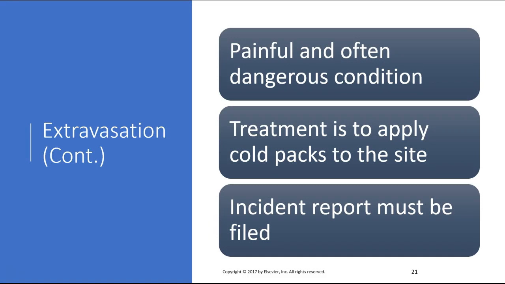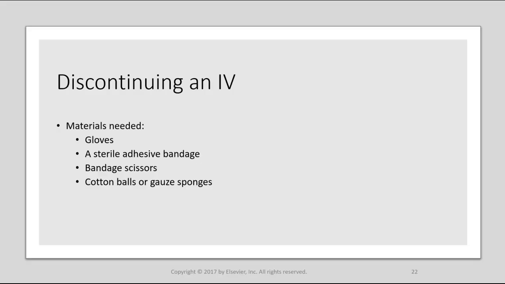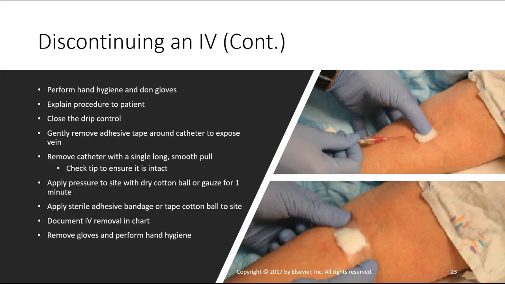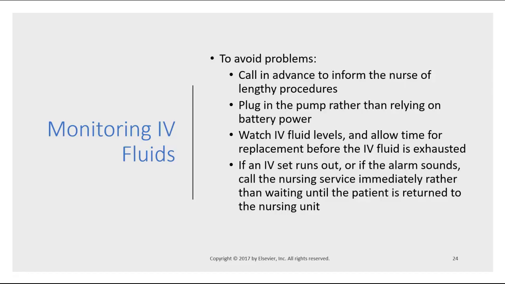An incident report must be filed on all extravasation cases. To discontinue an IV, of course, you're going to use gloves, a sterile adhesive bandage, and cotton balls or gauze. When you pull the needle, it's actually a needleless system. This is an angiocath, a soft catheter. It's just plastic, and we'll pull it out. We'll put pressure on the site. It's really important that you put pressure on the site so that there's less bleeding.